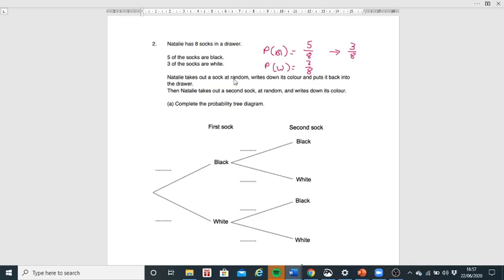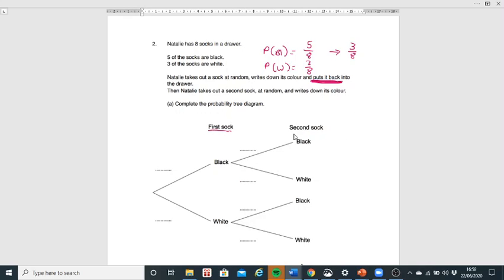Natalie takes out a sock at random, writes down its colour and puts it back in the drawer. Later on, this little phrase here is going to be very, very important: puts it back. Because if she doesn't put it back, then life changes. But as far as you're concerned this year, all we're going to do is what happens if she puts it back. Then she takes out a second sock at random and writes down its colour. So what are my two events? Event number 1 is doing the first sock.